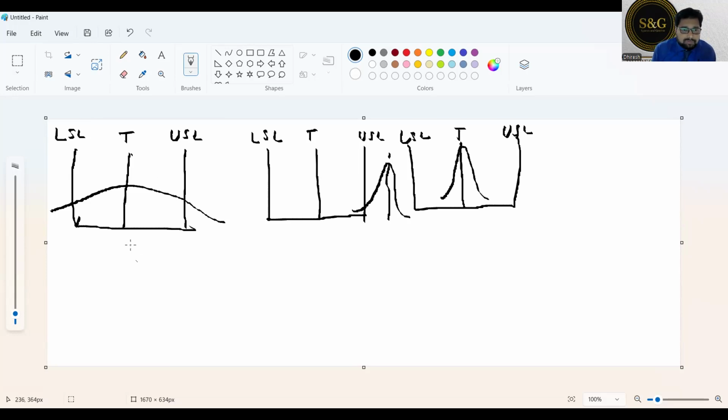This is my process number 1. This is my process number 2. And this is my process number 3. Now, which one would you select? Which process would you select? Type in the chat box. I want everybody to answer this question. Which process would you select? 1, 2 or 3? Everybody saying 3.